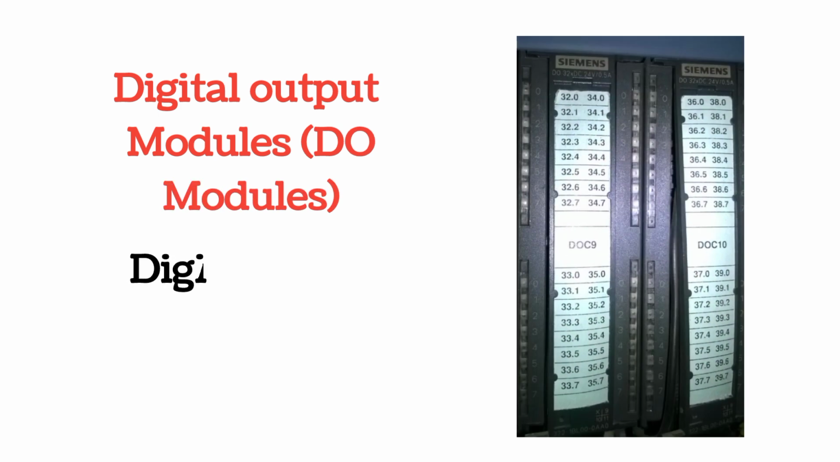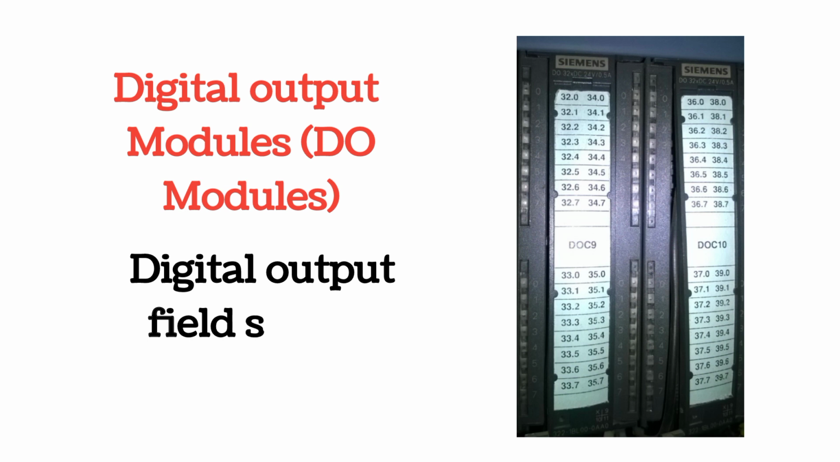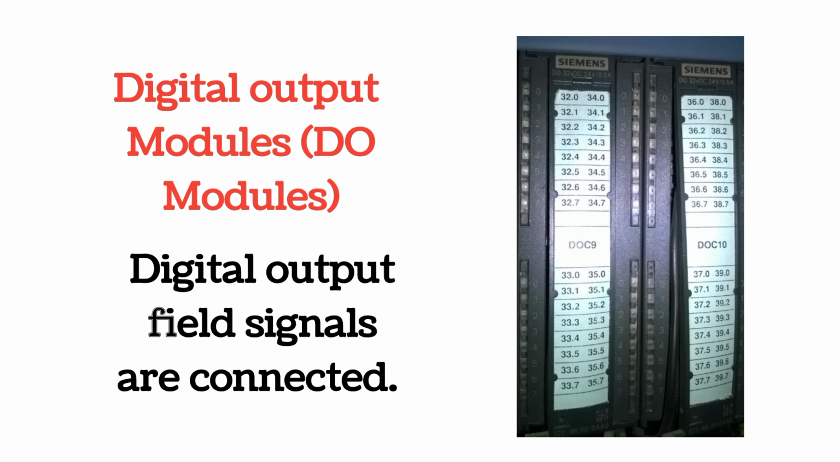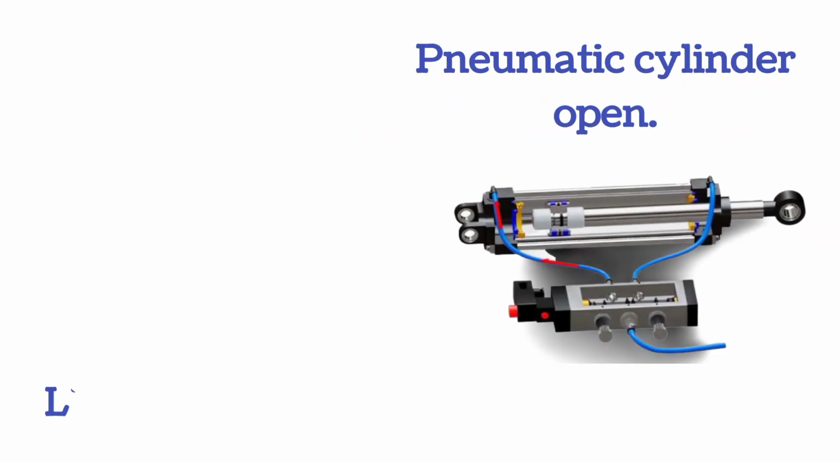The fourth one is digital output module, and it is also known as DO module. Digital output field signals are connected in DO modules. DO module is shown in the image. The examples of DO signals are pneumatic cylinder open and close, motor start and stop signals.